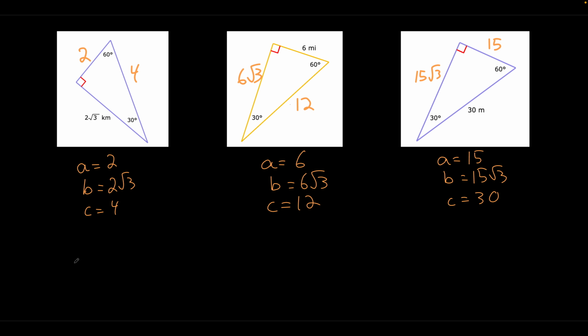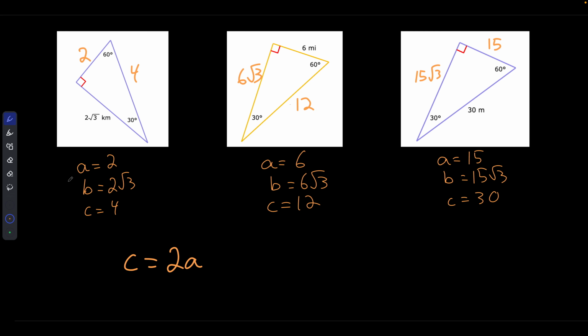All right, so maybe the easiest one is to look at A and C, okay? If you look at A and C, in all of these, it's double, right? So C is always equal to 2 times A. C is always equal to 2 times A.